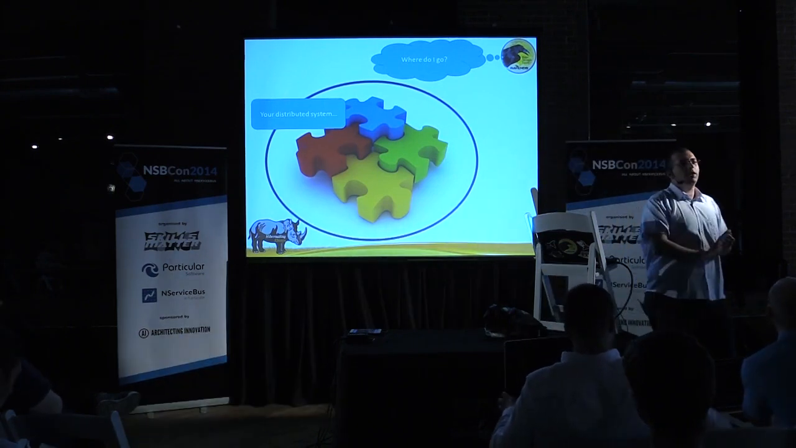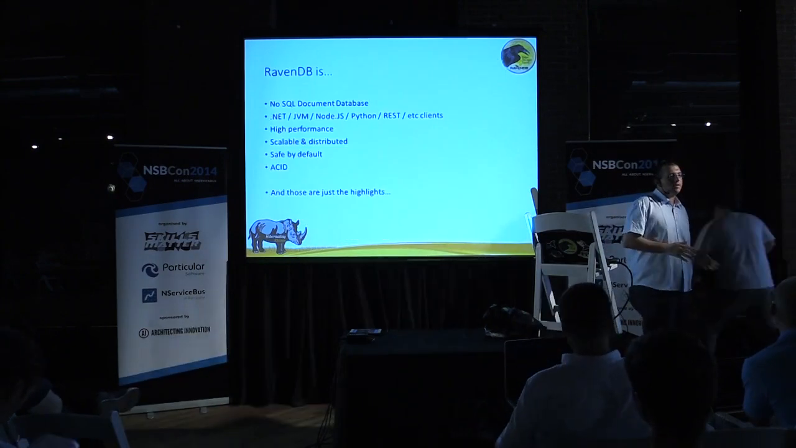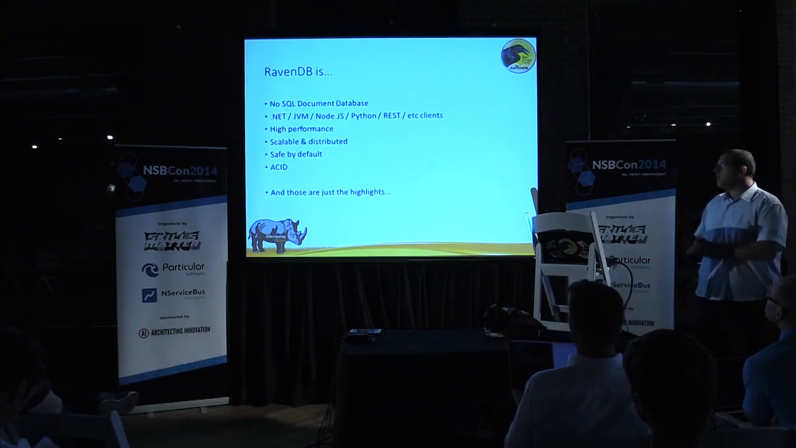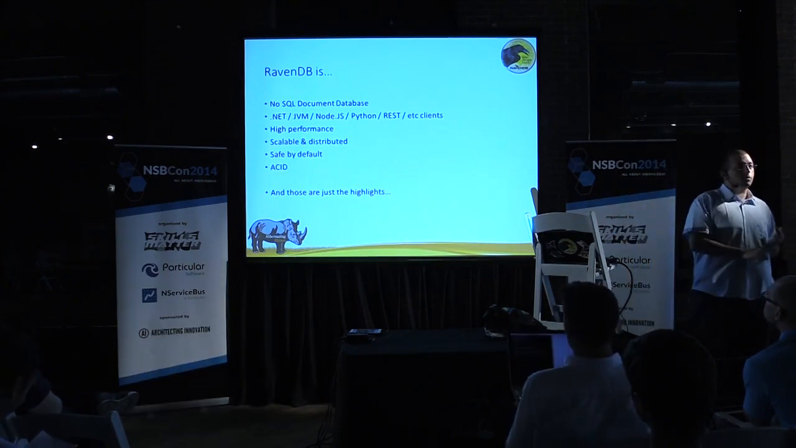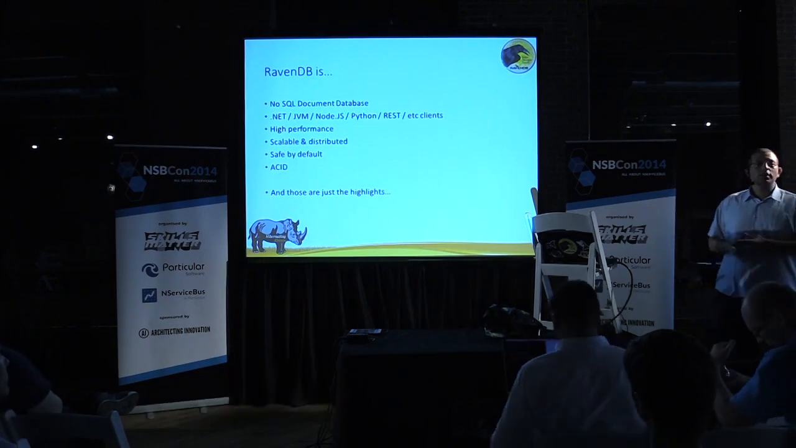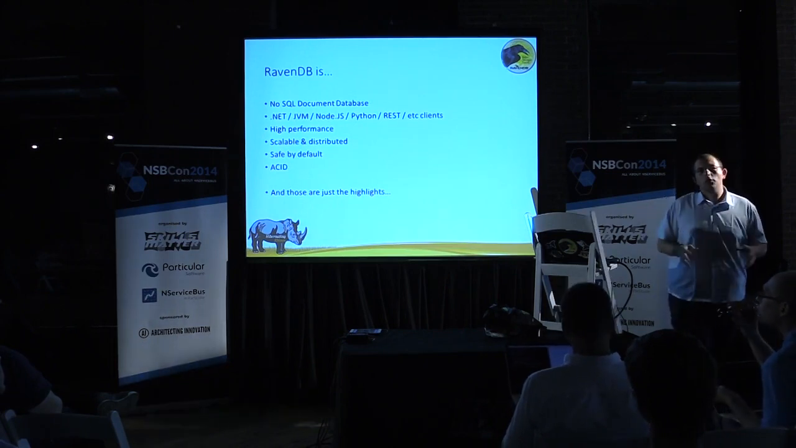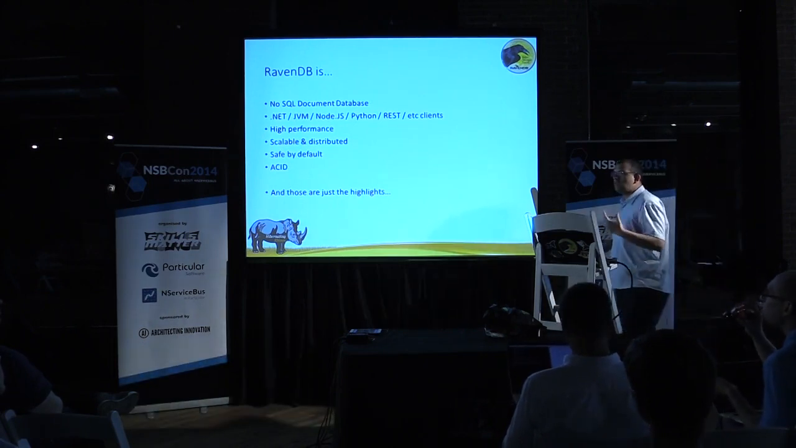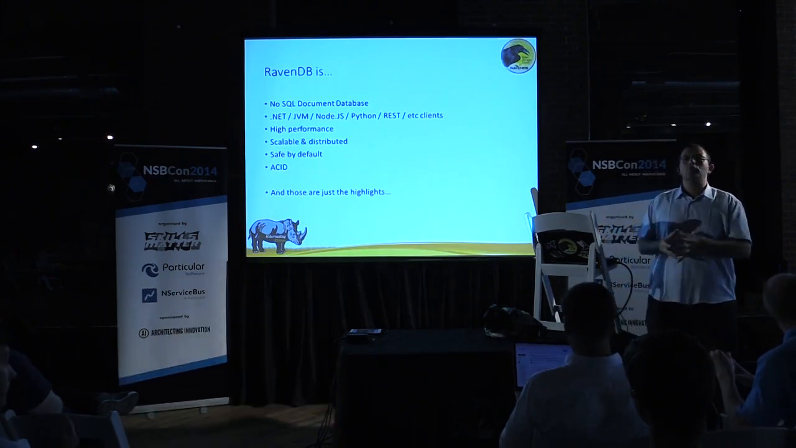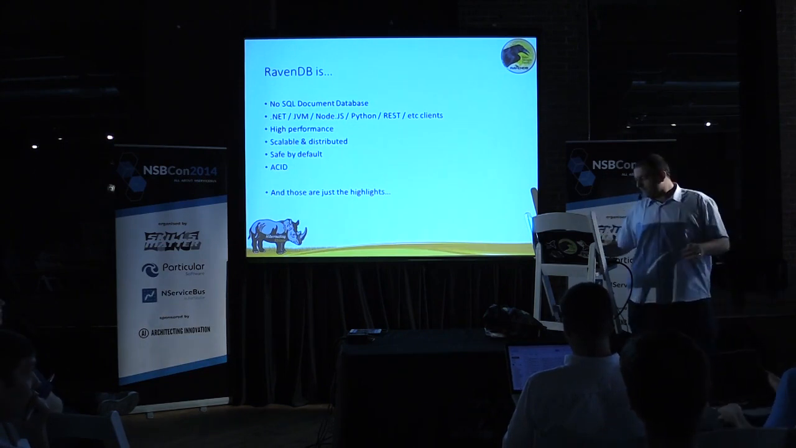Awesome. Great. So, RavenDB is a NoSQL database. It has drivers for a lot of languages, .NET, JVM, etc. High performance, scalable, and distributed. Other things that make it more interesting is that this is safe by default and it's ACID. So that pretty much means that you get to use it on high-end systems and you don't have to worry that you put data into it and then it just goes away.